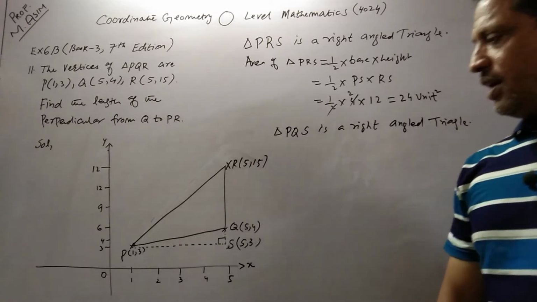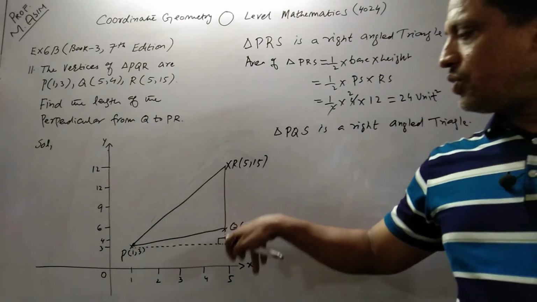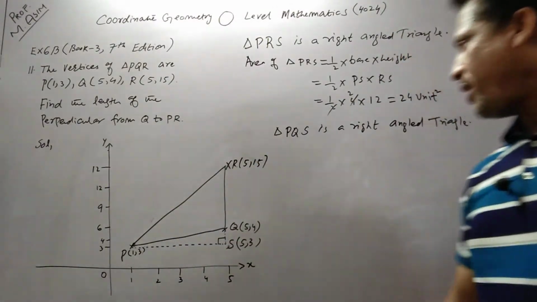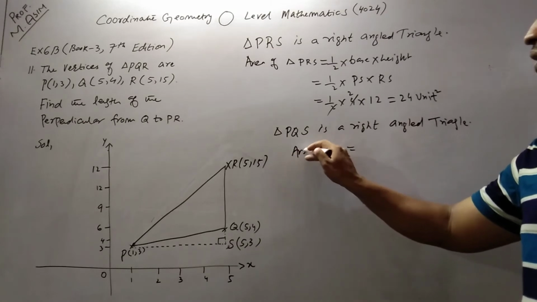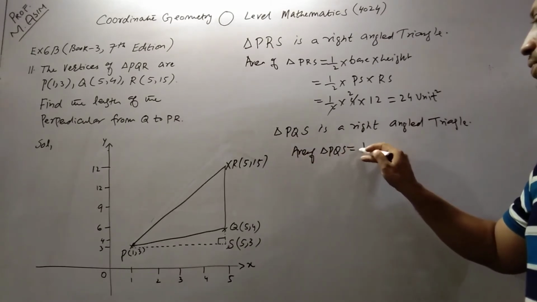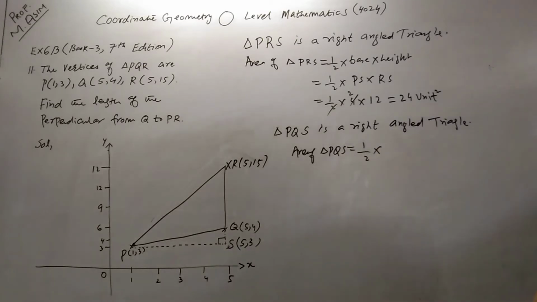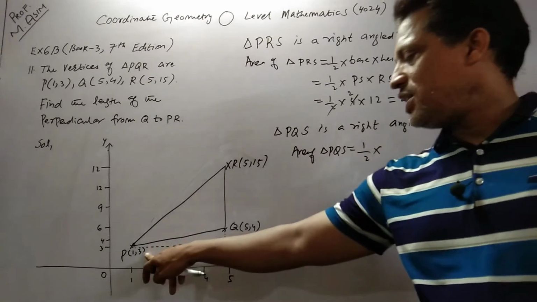Yes, I can say this is P, this is S, this is Q. So this is a small right angle triangle. How to find the area of this right angle triangle? Area of triangle PQS is equal to half. What is the base? Base is same as the triangle of PRS. The base is PS.